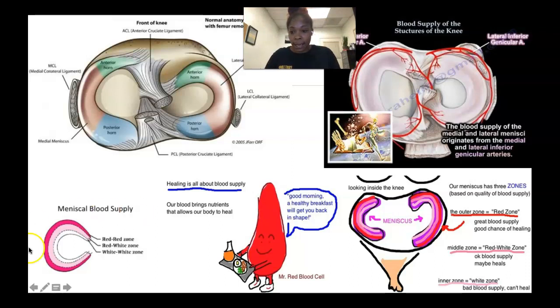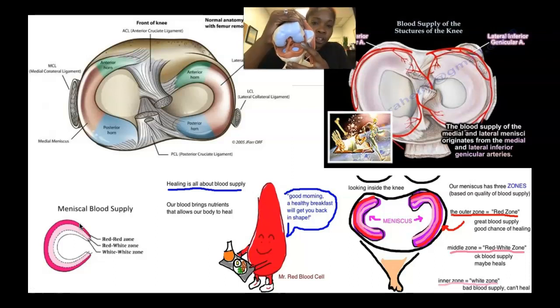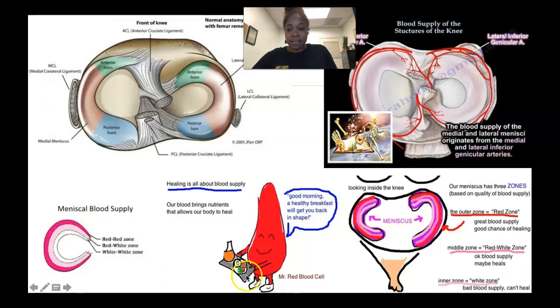So let's take a look at the bottom left-hand corner of your screen. The most peripheral portion of the meniscus, or the outside portion of the meniscus, right? So let's bring that home. This portion of the meniscus, that outer peripheral portion, is most highly vascularized. In other words, what I'm saying is it's this red zone, red because it gets blood supply. And we can see that here in this image. And this is why I love this image.